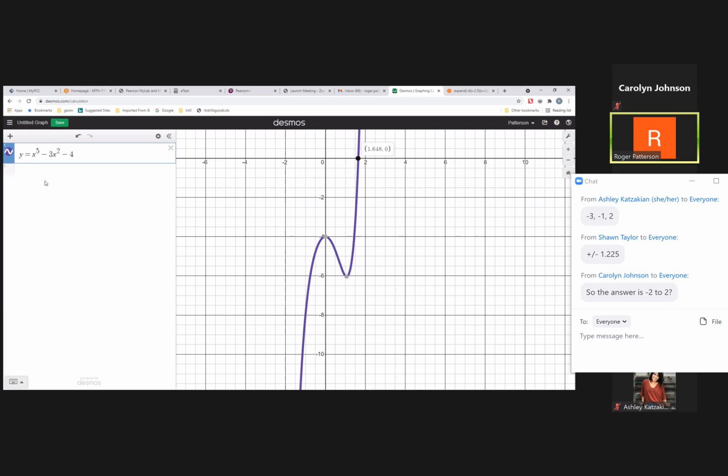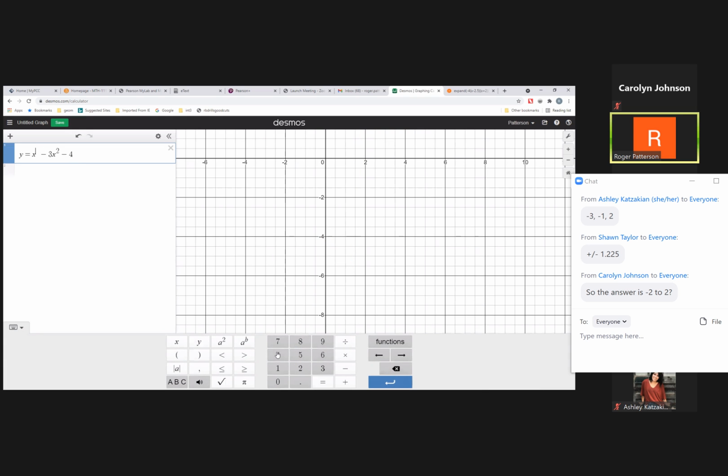So 1.6 is the only root. I guess it's bounded at 1.648, whatever the heck that is. Yeah, so the answer would be -2 to 2 for that other one. I'm not exactly sure what they're going to rephrase that as, but you can just put -2 to 2. Our -2 and 2 are our bounds.